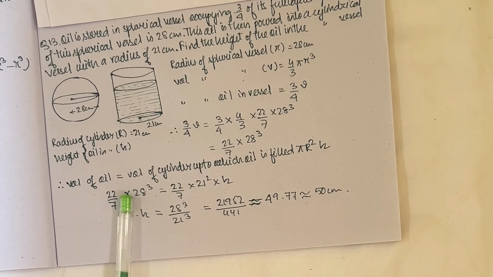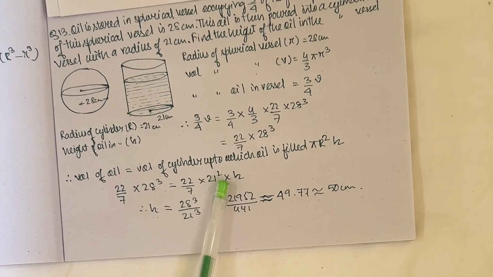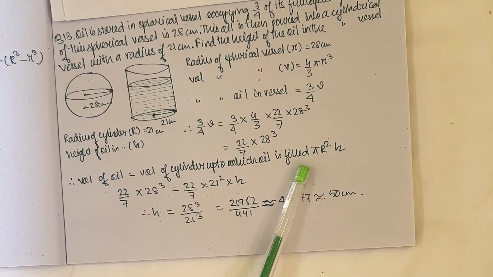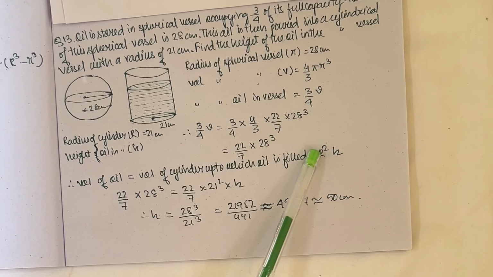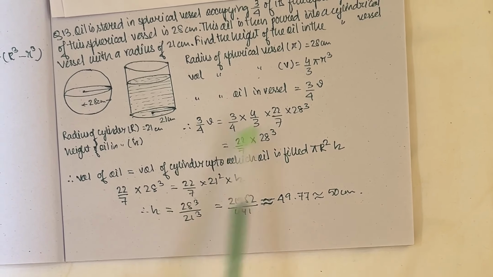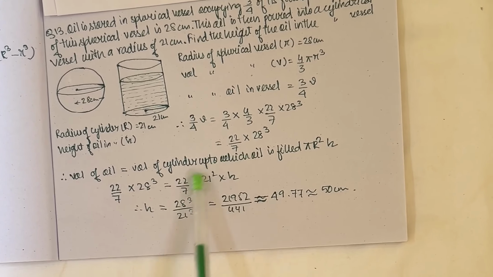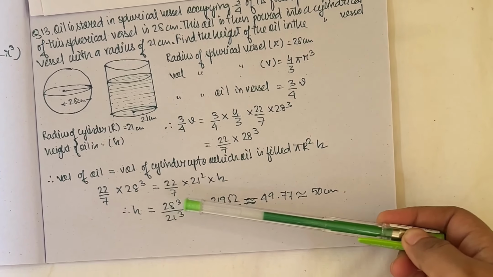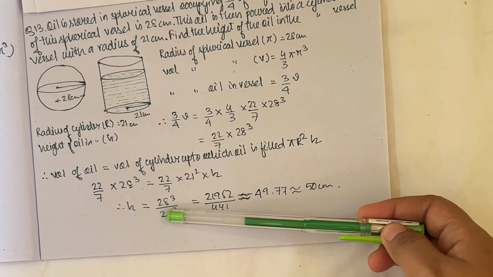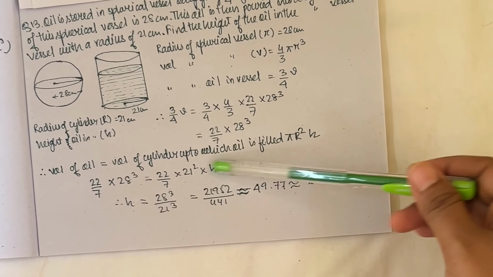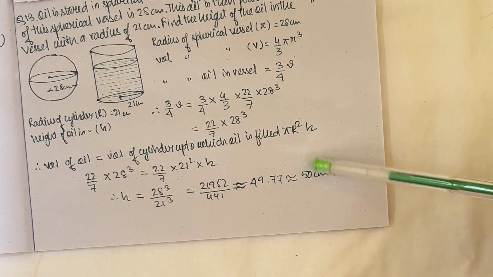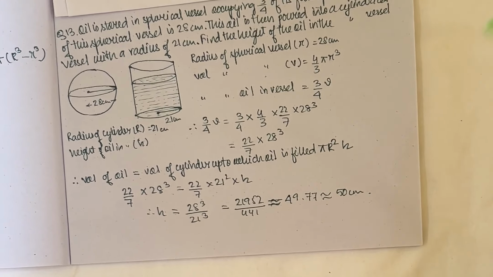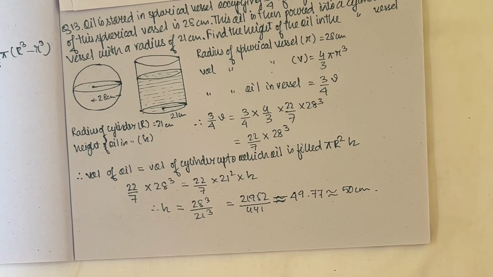Again volume of the oil is equal to the volume of the cylinder up to which oil is filled, pi capital R square H, that is this value, and we are substituting the value for H and we are getting H as 28 cube by 21 cube, and substituting it we are getting nearly equal to 50 centimeter. So with this we are done with this chapter.